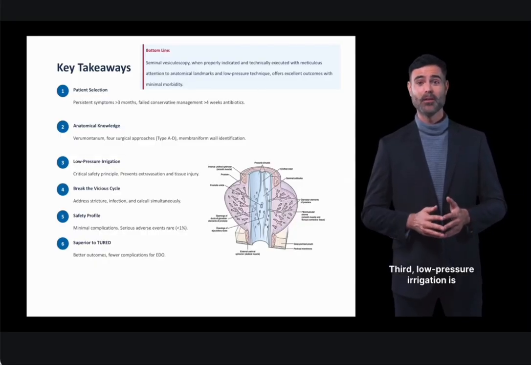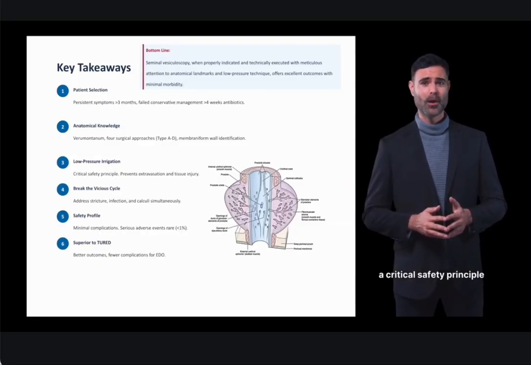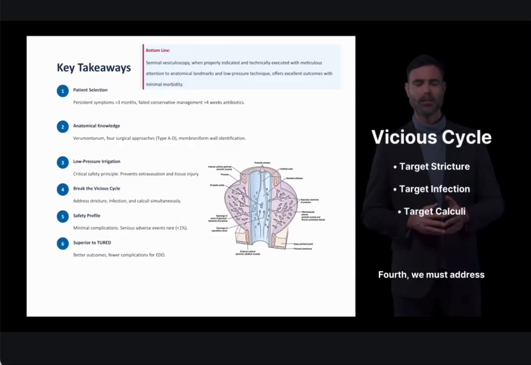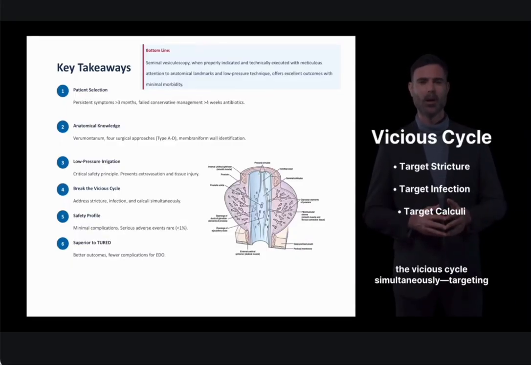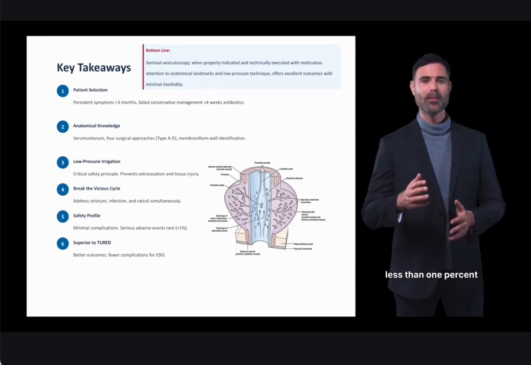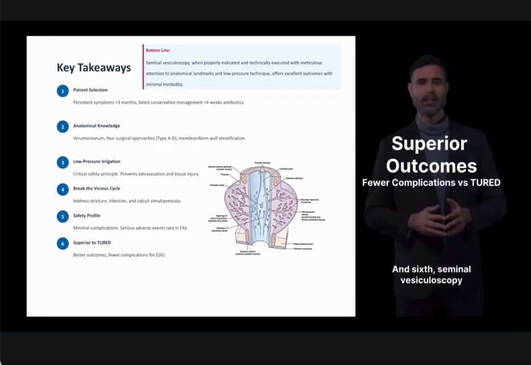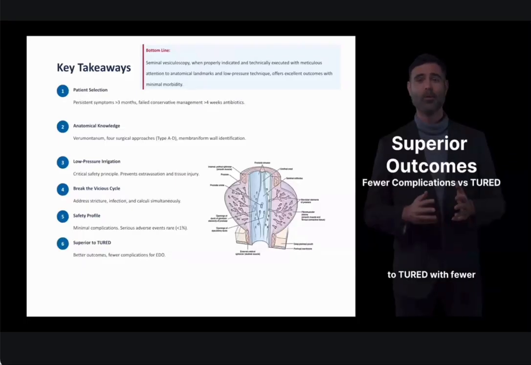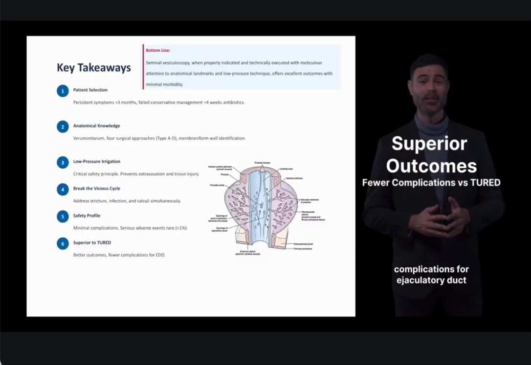Third, low-pressure irrigation is a critical safety principle that prevents extravasation and tissue injury. Fourth, we must address the vicious cycle simultaneously, targeting stricture, infection, and calculi all at once. Fifth, the safety profile is excellent with serious adverse events occurring in less than 1% of cases. And sixth, seminal vesiculoscopy offers superior outcomes compared to TURED, with fewer complications for ejaculatory duct obstruction.